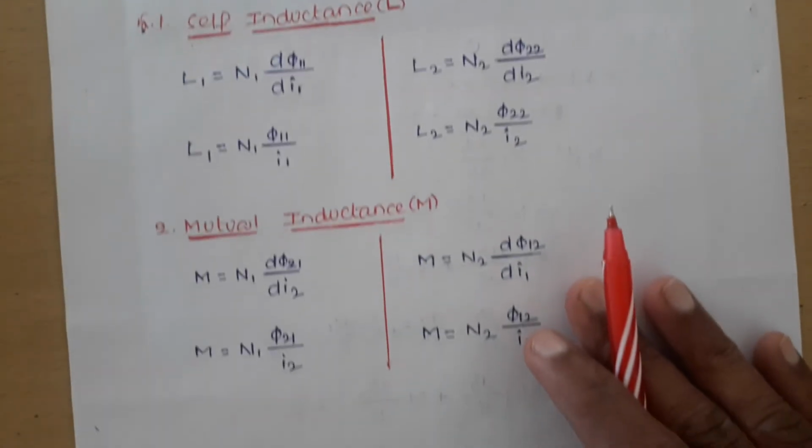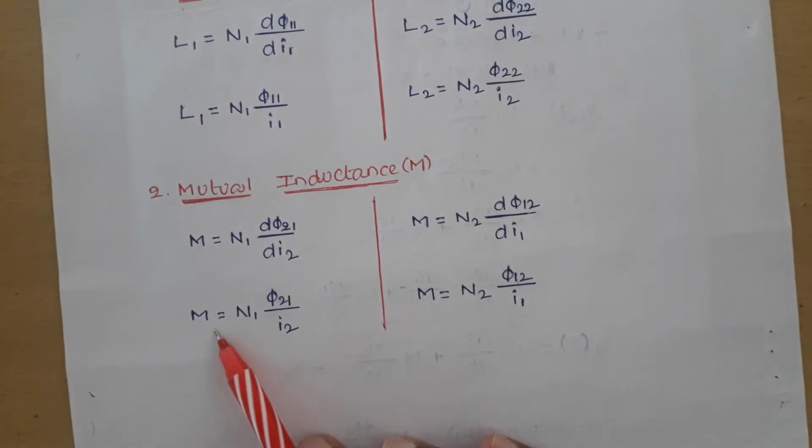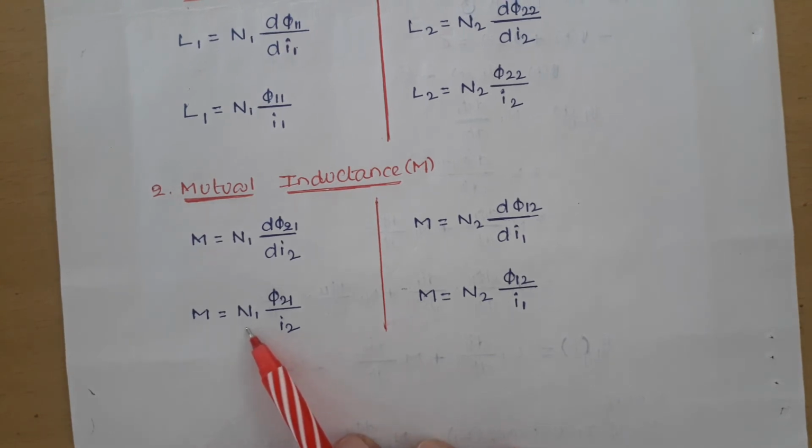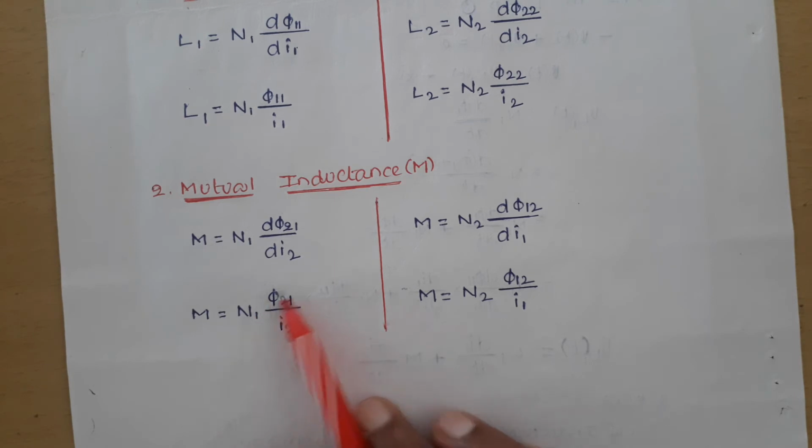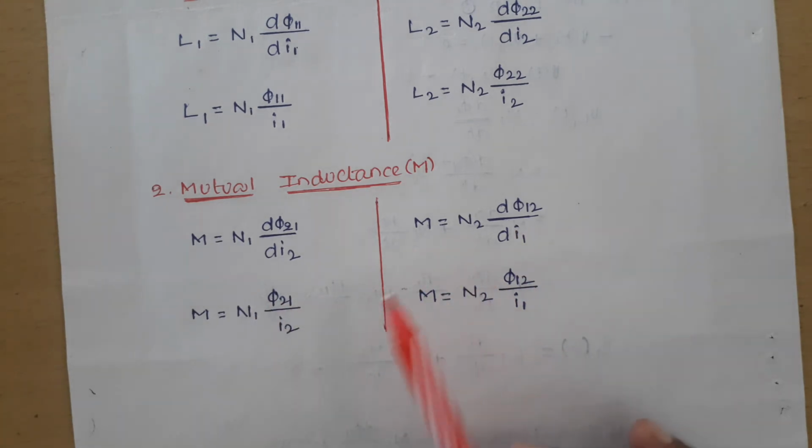But coming to the mutual inductances, M equals N1 φ21 by I2. Here N1 is the number of turns of coil 1, and φ21 is the flux which is touching both the coils.